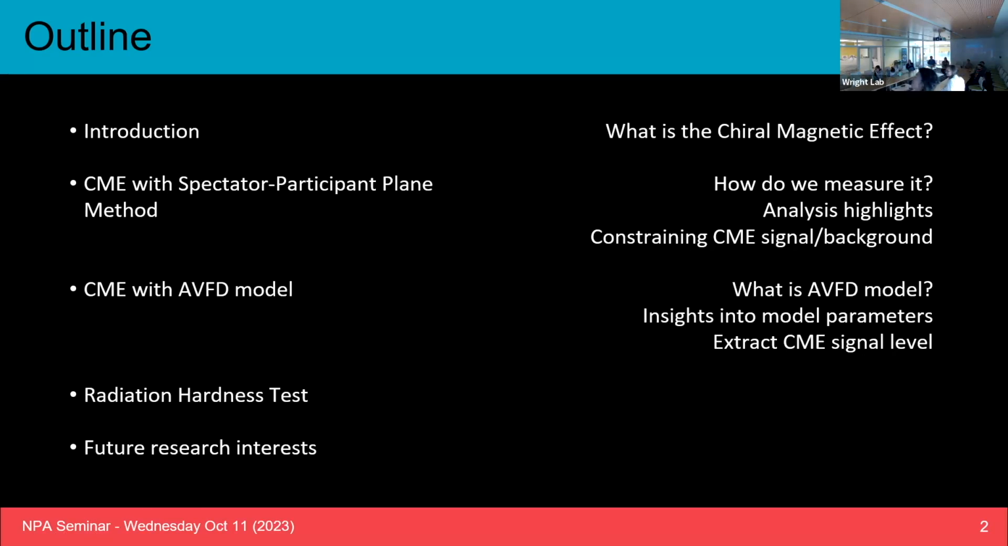Okay. Yeah, so as I said, this is the rough outline. First, I will introduce what the chiral magnetic effect is. Then I will talk about the main analysis, which I did using the spectator-participant method. I will also talk about another side project which I worked on with phenomenological models, also studying CME. Very briefly, just one slide, I will talk about the radiation hardness test, and I will also share a bit of my future interests.